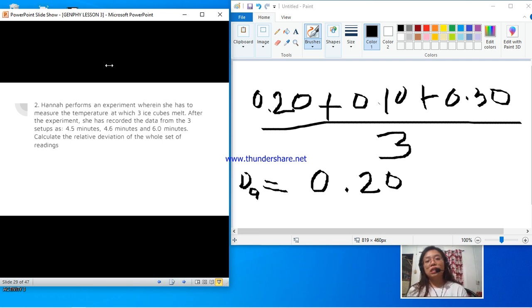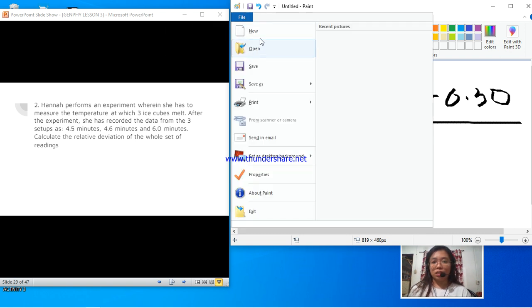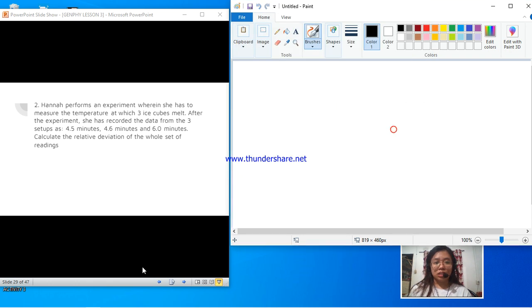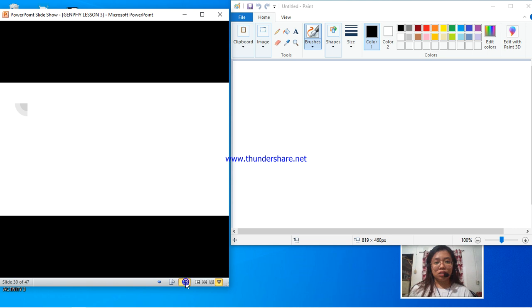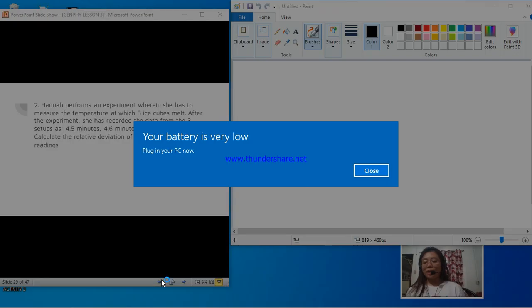So, this is your task: find the relative deviation of the whole set of readings. Okay, that's for the next meeting.